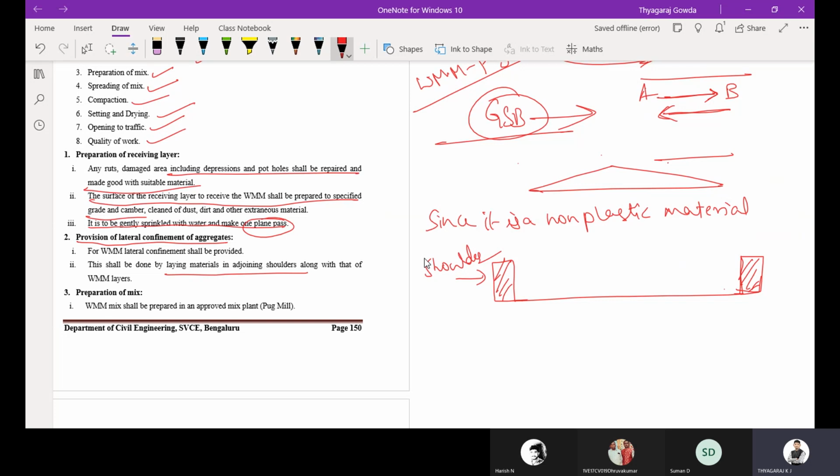Then preparation of mix. Where are you going to prepare the mix? I told that an approved mix plant will be there. That is called the pug mill. In the pug mill, the WMM mix is prepared. So remember, in the competitive exams, they may ask how you are going to prepare this WMM. WMM is prepared in the pug mill.